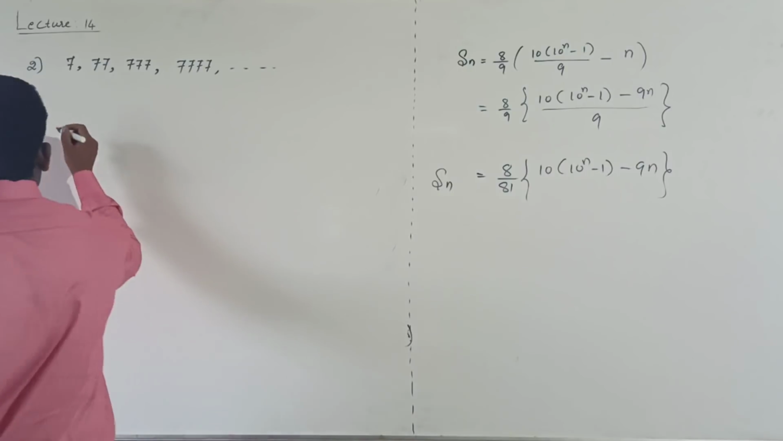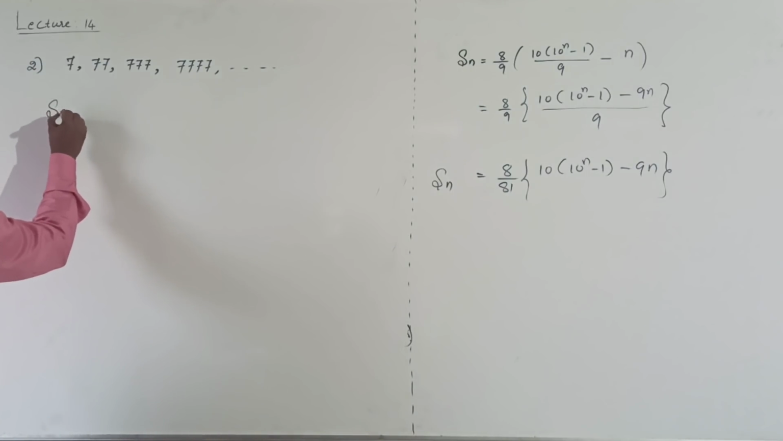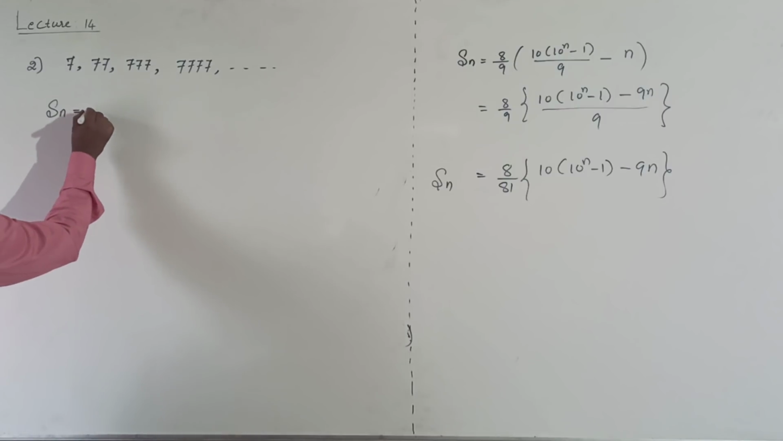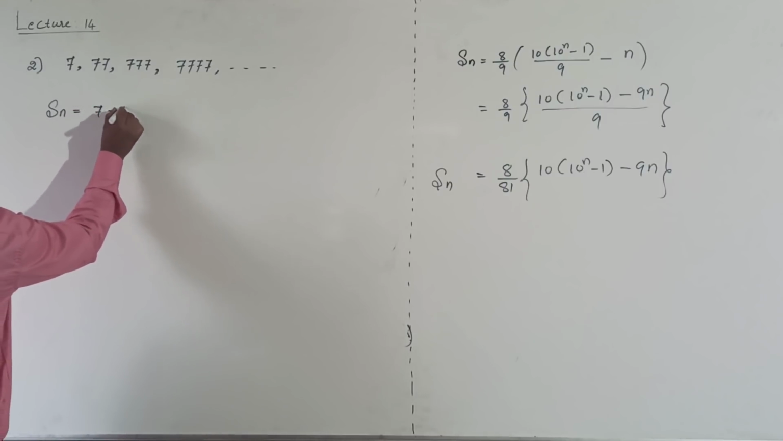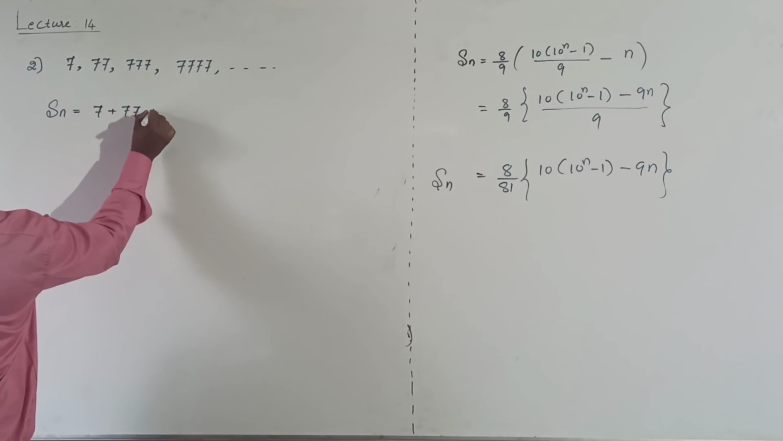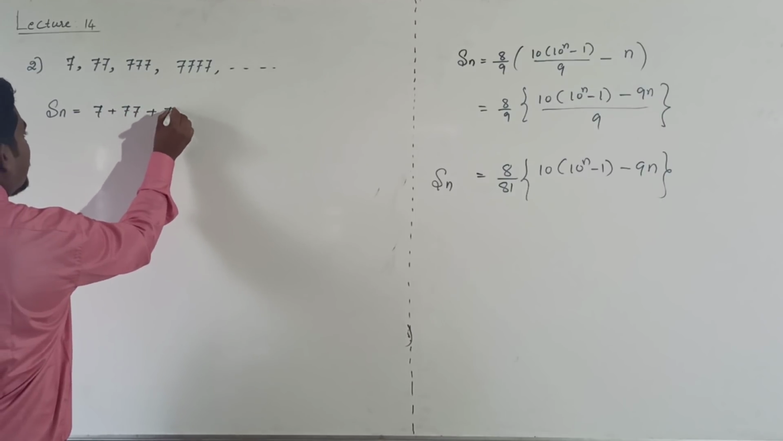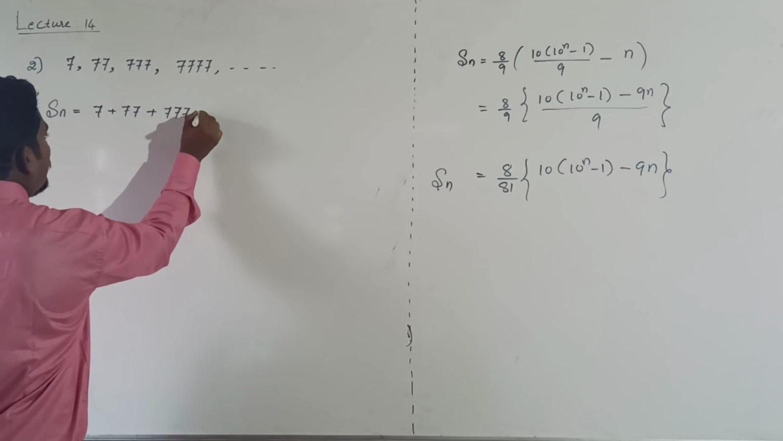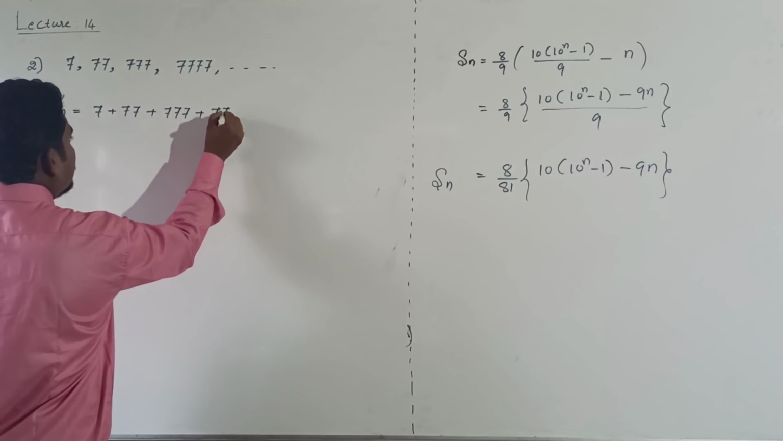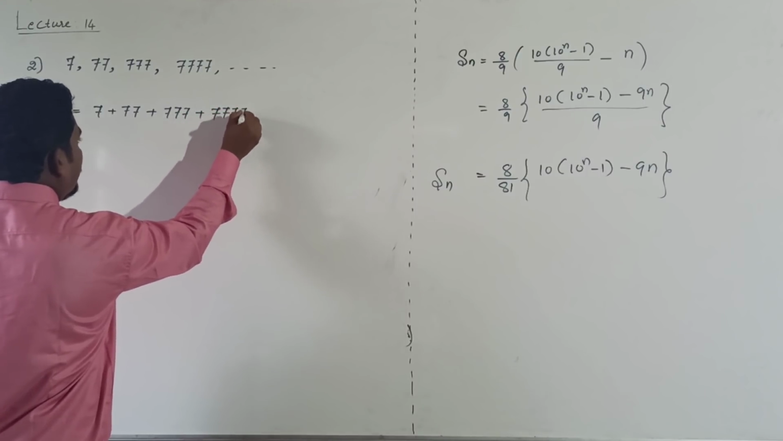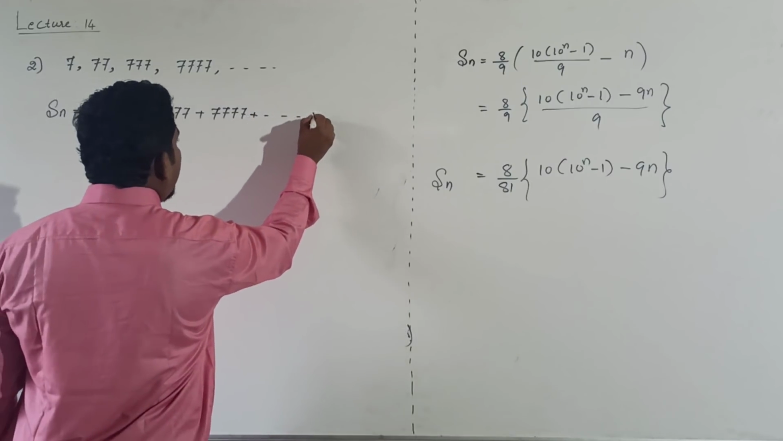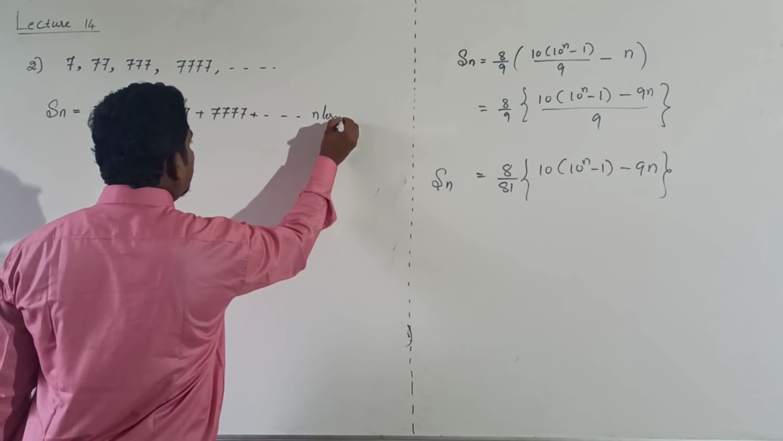It's also an important 5-mark question. We need Sn, the sum Sn equal to 7 plus 77 plus 777 plus 7777 plus and so on up to n terms.